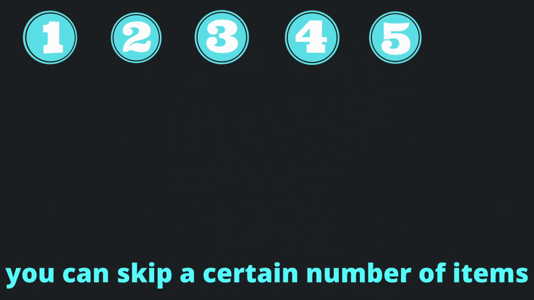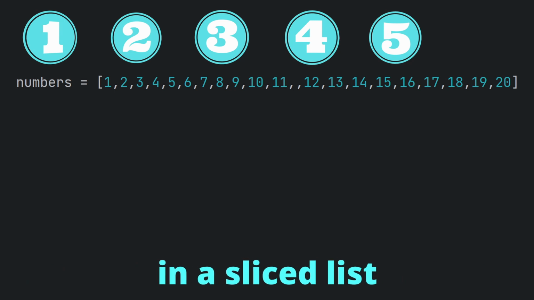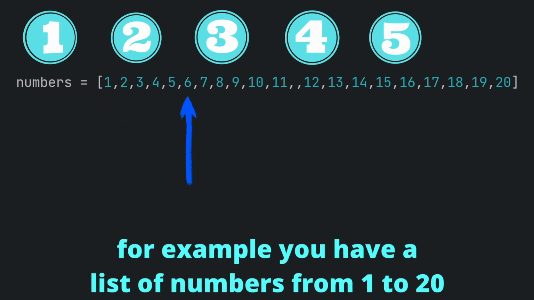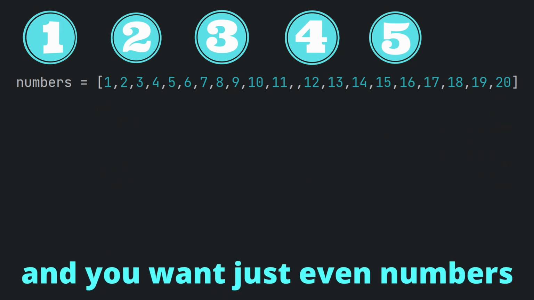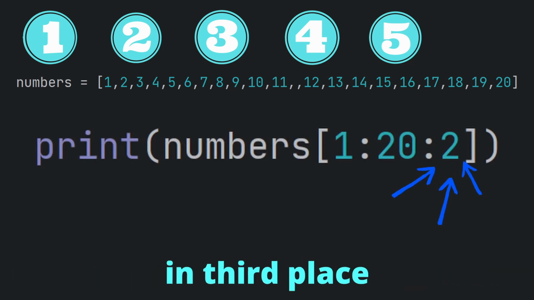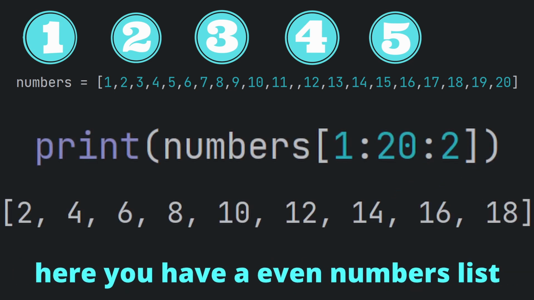In the fifth way, you can skip a certain number of items in a sliced list. Well, for example, you have a list of numbers from 1 to 20 and you want just even numbers. If you specify your skipping value in the third place, here you have an even numbers list.